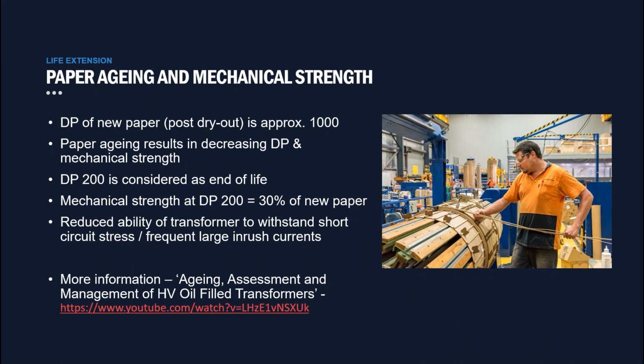So this is a picture from our transformer factory in Newcastle. We can see one of my colleagues building a paper winding by hand. And when the windings are constructed, the assembly goes into an oven, and this heating process reduces the water content of the paper. And when the transformer leaves the factory, the DP, the degree of polymerization of the paper, will be more than 1,000.